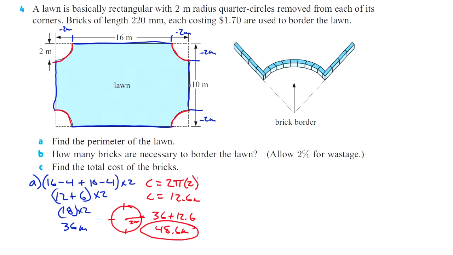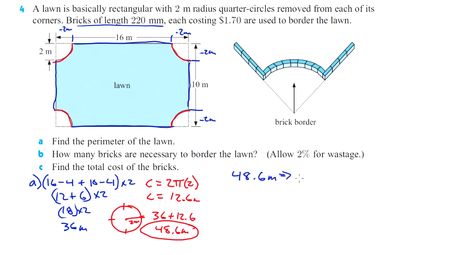Okay, so basically what we need to do is figure out how many bricks we're going to need, but then we need to add an extra 2% to that, right? 48.6 is the total meters around, and the bricks are 220 millimeters in length each.